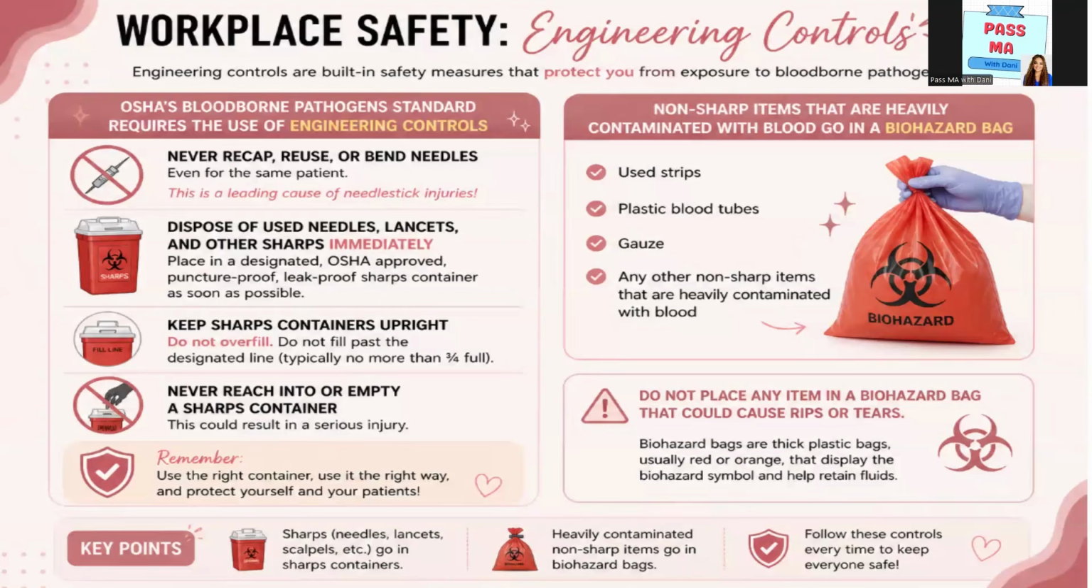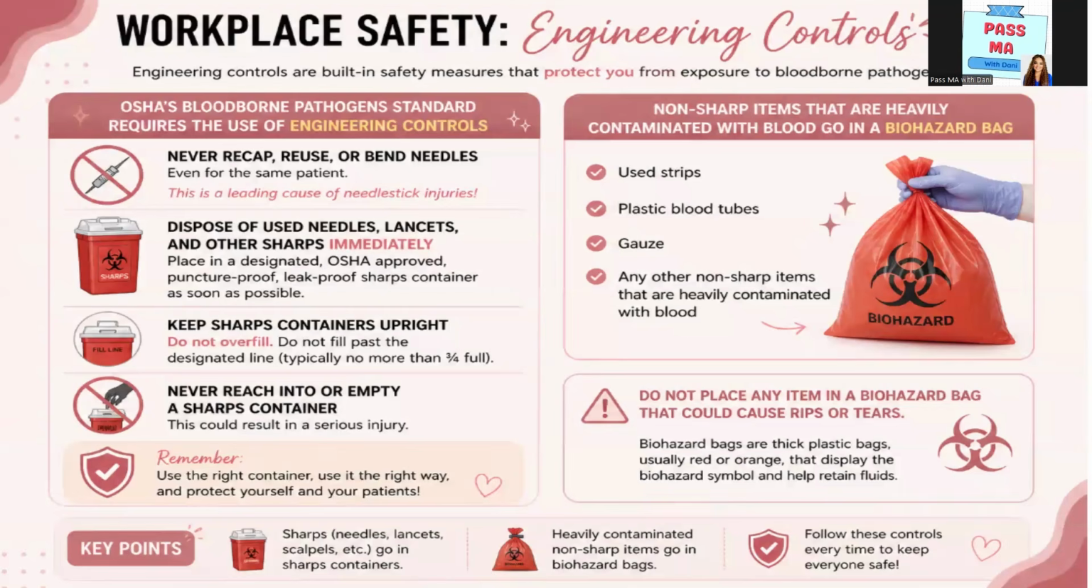Now let's go ahead and talk about non-sharp contaminated objects. Things like gauze, plastic tubes, anything that could be heavily contaminated with blood or bodily fluids. This then goes into the biohazard bag. Now these are the red bags that you guys see over to the right-hand side of the screen. They're specifically designed to hold infectious waste. Here's the catch. You don't throw anything in there that can puncture or tear the bag. Remember, anything that punctures goes into the sharps container.